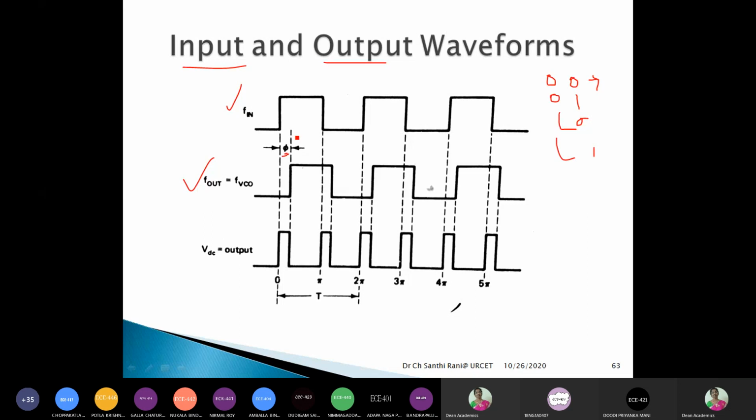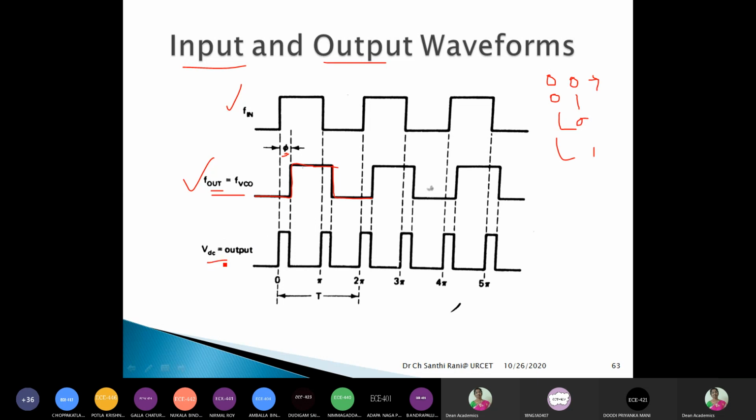Therefore, with some lagging, the output waveform is also the same as the input waveform, but there is some difference, a phase difference, and therefore the output is like this. Now, the output, F out, is the other input to the exclusive OR gate. So F in and F out are applied to the exclusive OR gate.